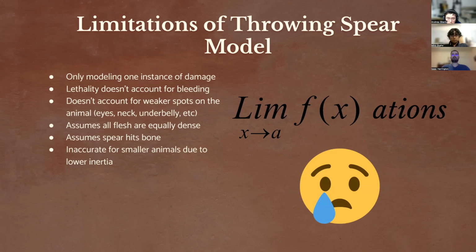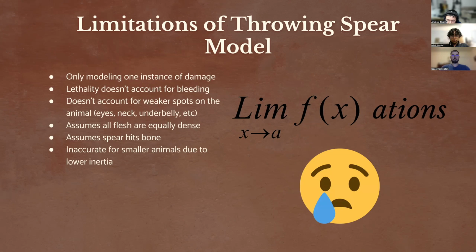We assume the spear hits the chest, has to break through the bone to be lethal. However, a hunter will likely aim for weak spots like the eyes or neck. This model also loses accuracy since we kept the density of flesh constant, when in reality, the spear will travel differently through each animal. Lastly, we assume that the target animal doesn't move after contact.